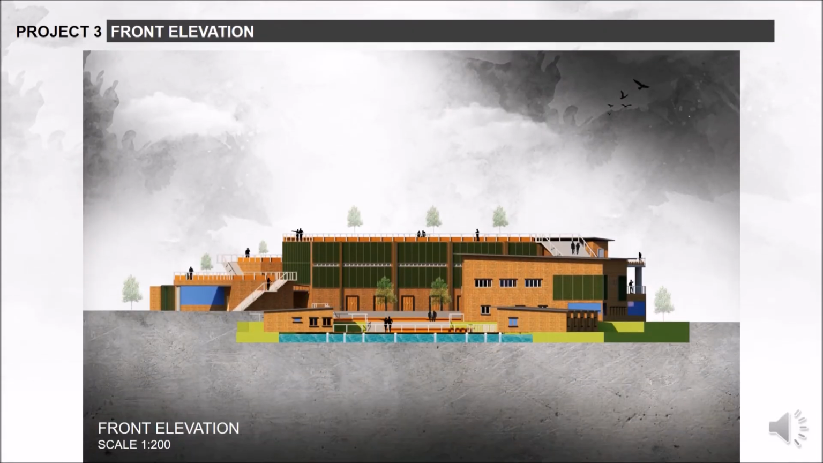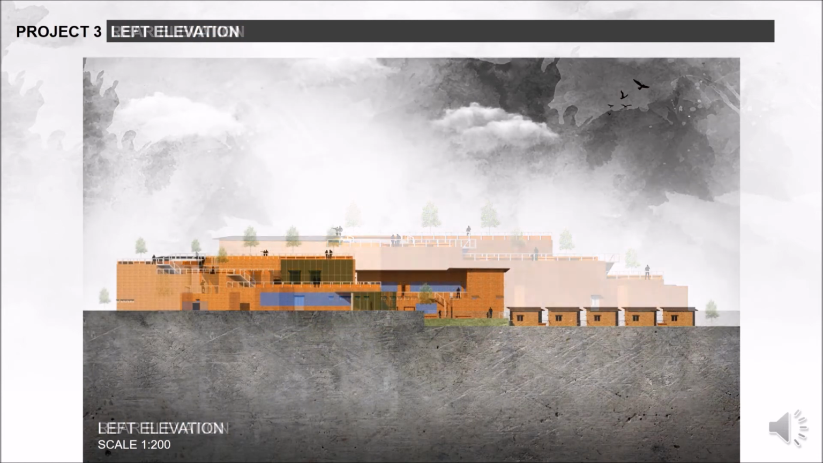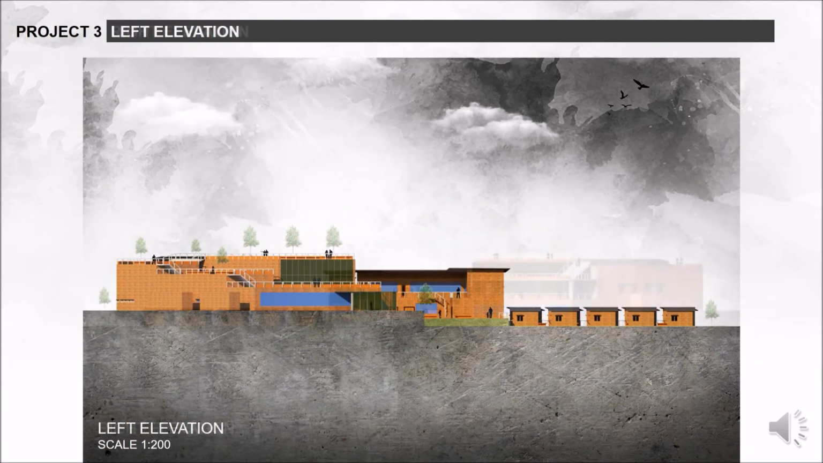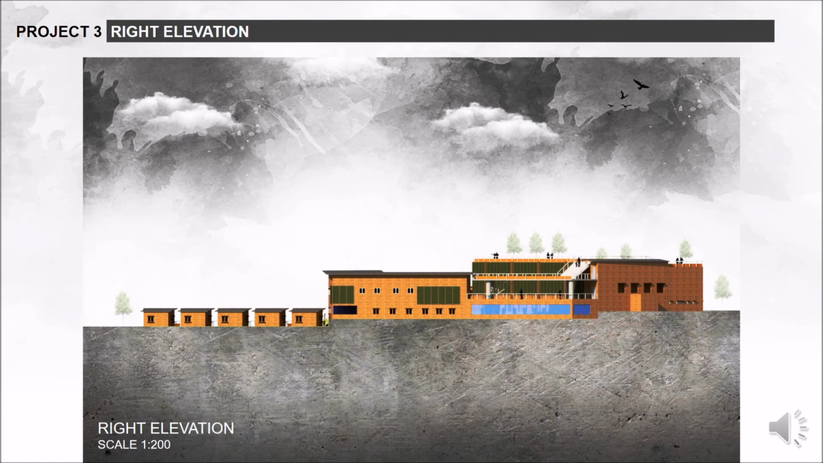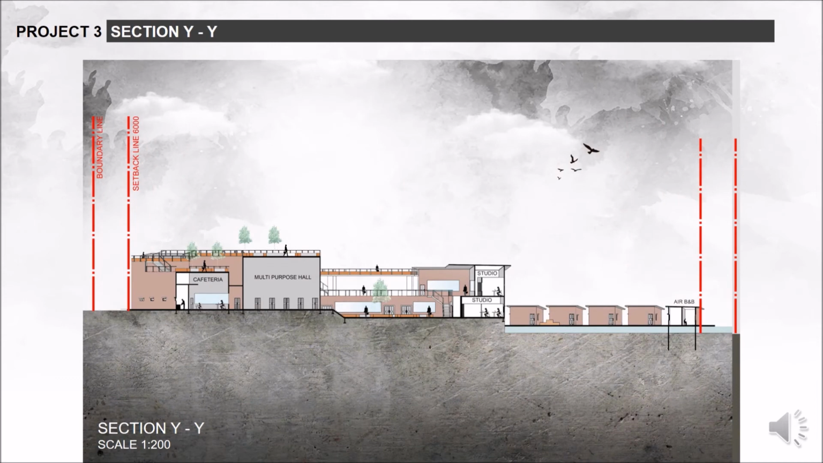Next are the building elevations. As you can see, the building is designed based on the existing site contour with a fall of 1.5 meters. This is the rear elevation of the building, the left elevation, and the rear elevation of the building. Next, the section XX is cut through the lobby and multipurpose hall. Section YY is cut through the cafeteria, multipurpose hall, rented studio, and the Airbnb.